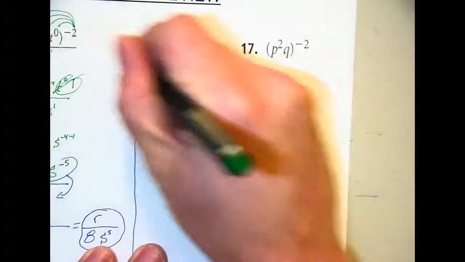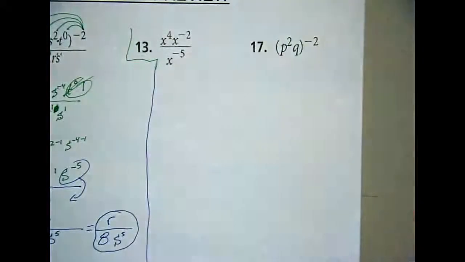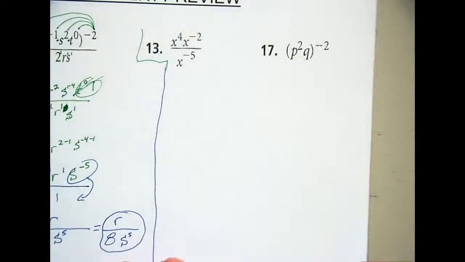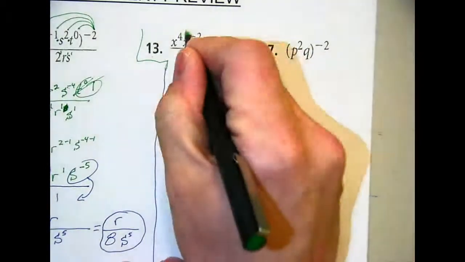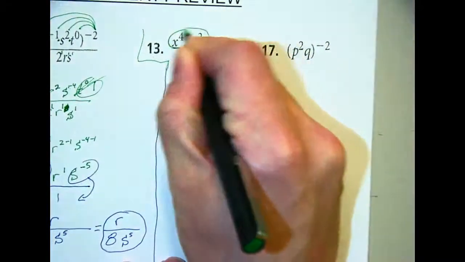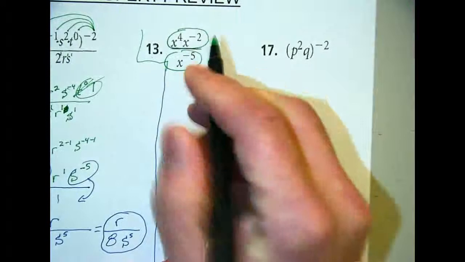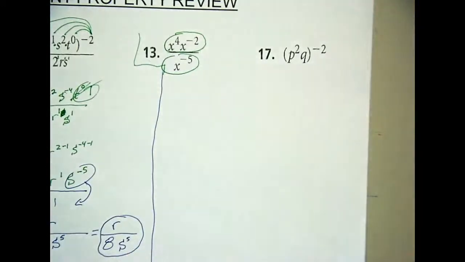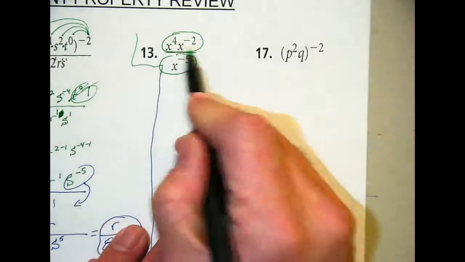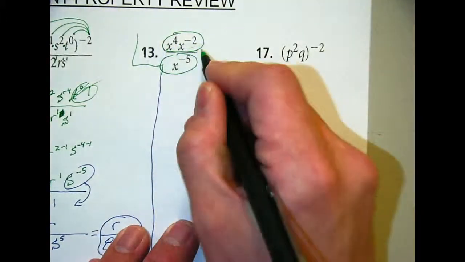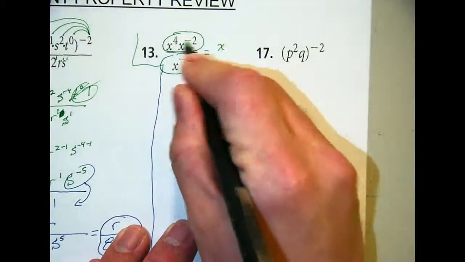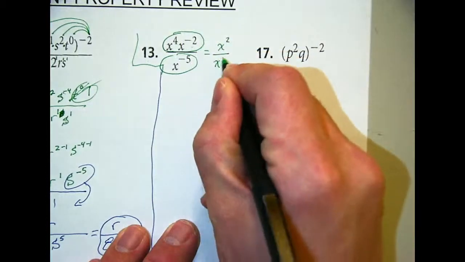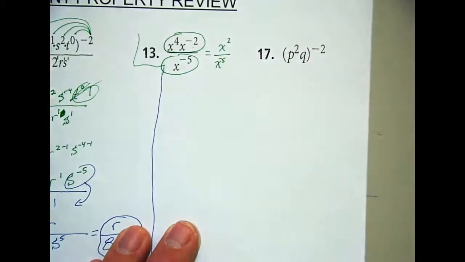Okay, ladies and gentlemen, I want you going ahead and working. Okay, number 13. X to the fourth, x to the negative second, x to the negative fifth. First thing I'm doing is simplifying either side of the fraction. Now, there are multiple ways to do this. This is the way I would approach it, and I might approach it differently next time. But usually I simplify the top first. That becomes 4 plus negative 2, or x squared. And now I have x to the negative fifth on the bottom still.